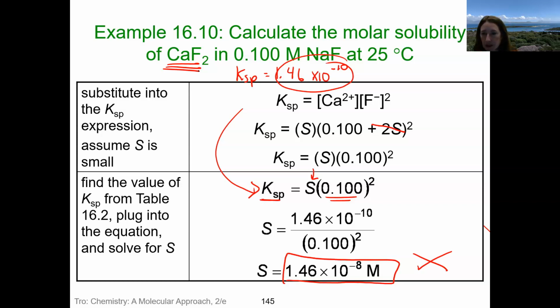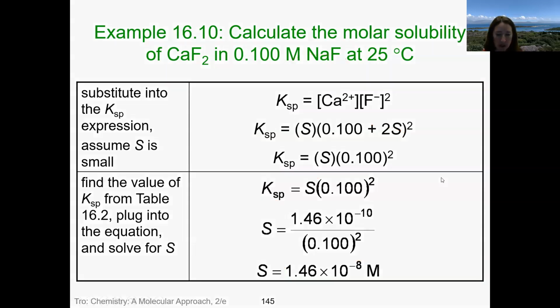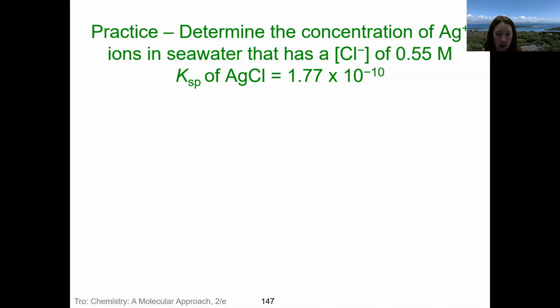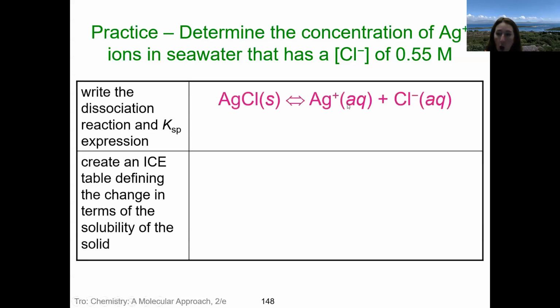Okay, so now we're going to try another one. So really the key to these is writing that first equation. Writing that first equation, figure out what you're adding, like where are we adding this into our equation. So let's try this one. Determine the concentration of silver ions in seawater that has a chloride concentration of 0.55. And then here's your KSP of AgCl. So we want to know what is Ag if Cl is this. So we have Cl, all we need to do is solve for our Ag.